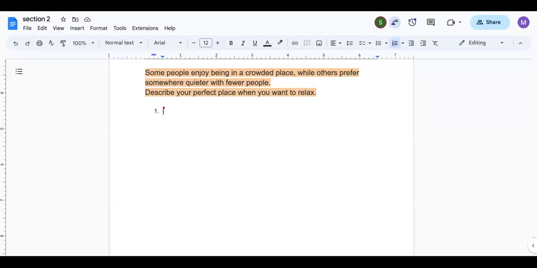So even if in the first paragraph you're writing about a crowded place, you will have to relate it to yourself. And if you are writing about a quieter place, you will have to relate it to yourself as well. For example, if you're talking about a crowded place and you yourself do not prefer that, you have to mention that, just like, I do not mingle in crowded places or whatever, right? So you'll have to relate it to yourself.